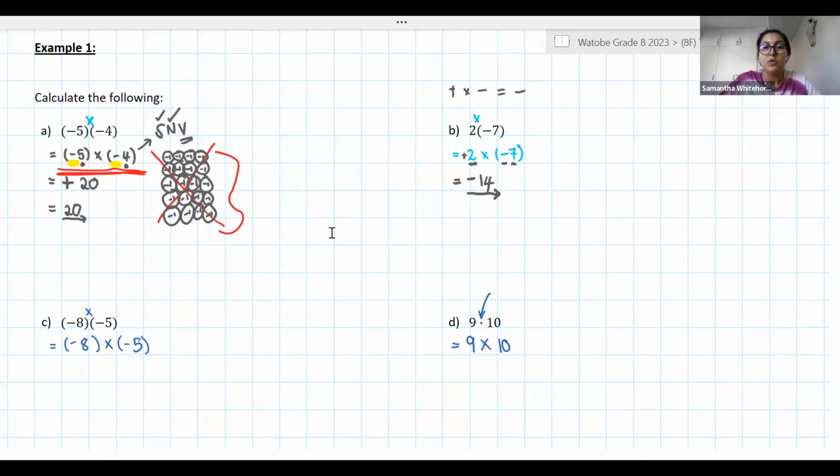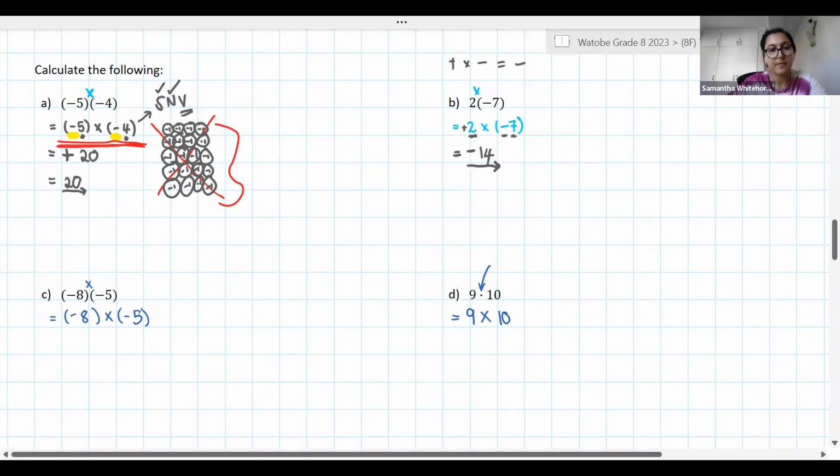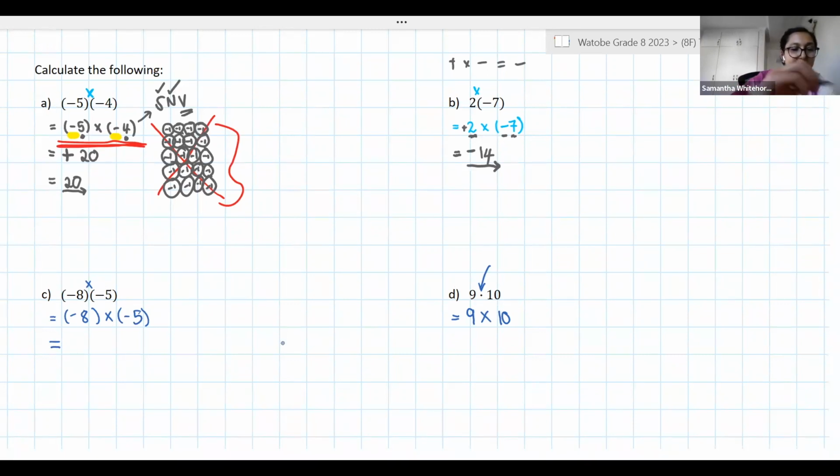Right, hands up for C and for D. Tyler, would you like to do C for us? Ma'am, can you hear me? Yes. Okay, ma'am. Two negatives equals a plus, so then it equals a positive. So it will be 8 times 5, which is 40.